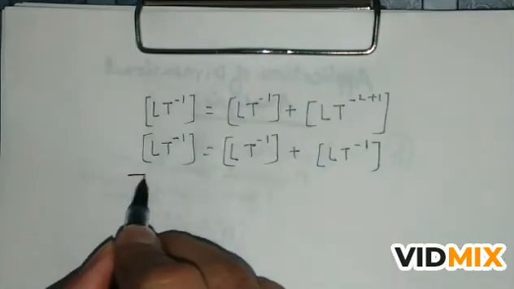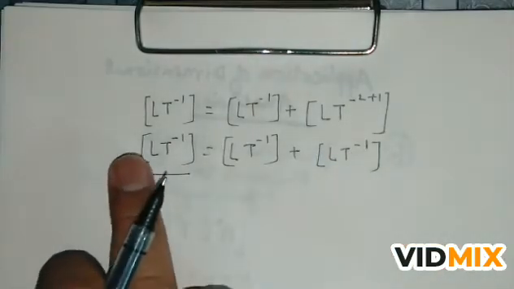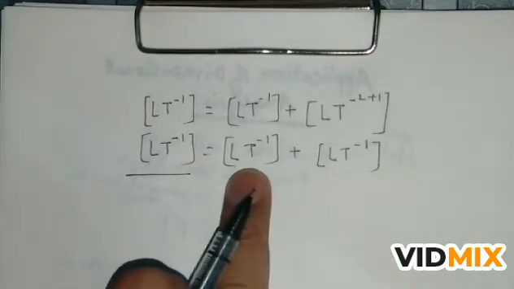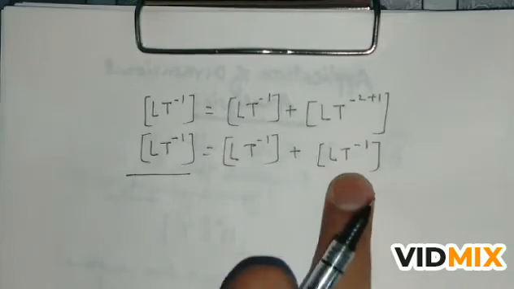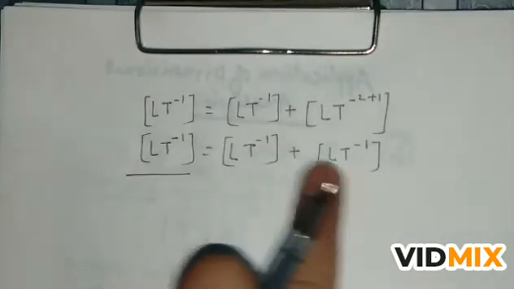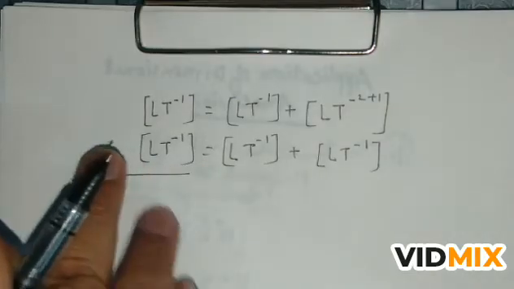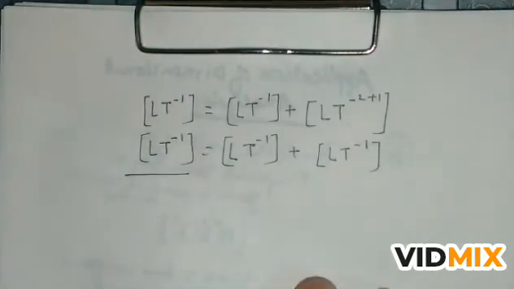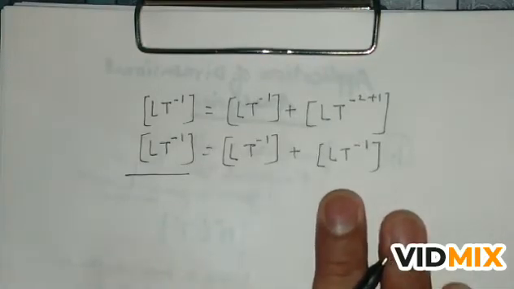Now if you see this side, the dimension is L t to the power minus 1, meaning the dimension of velocity, and on this side also it is the dimension of velocity, meaning velocity is equal to velocity. This is the way to check correctness: if on the left hand side and right hand side both the dimensions are equal, then the given physical equation is correct. This is how to find the correctness of an equation with the help of dimension.